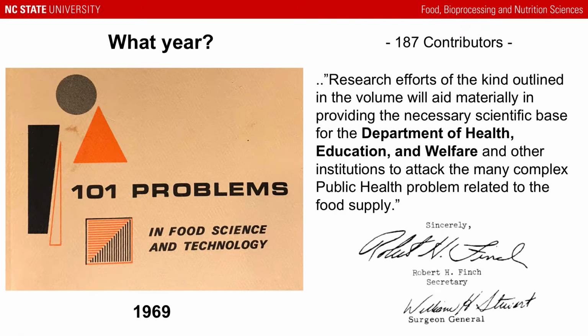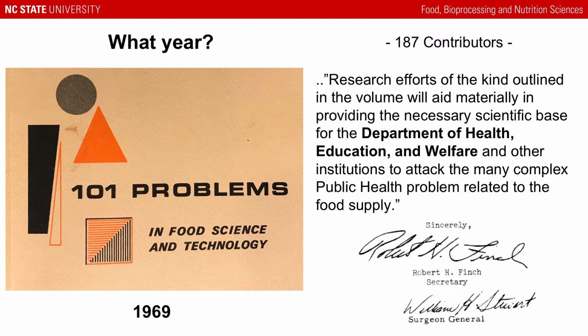Okay. So now we're on the last little bit, and people should know this. What year? First man on the moon. 1969. Exactly. So that was in 1969. Also in 1969, this book was published called 101 Problems in Food Science and Technology. So this is the way the world was viewed when we had less than half the population we have right now. Okay?